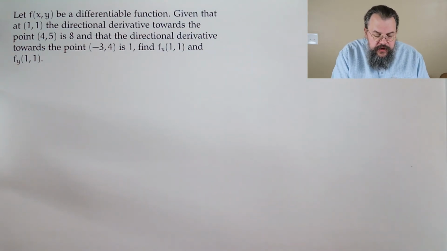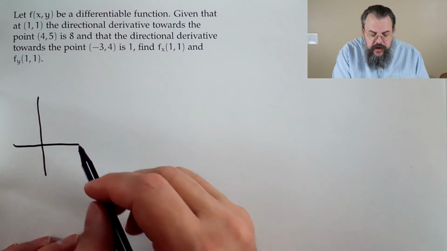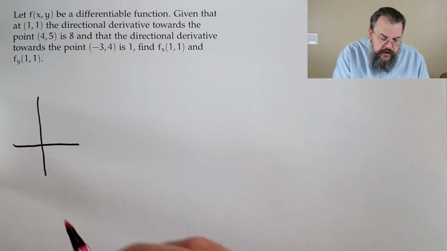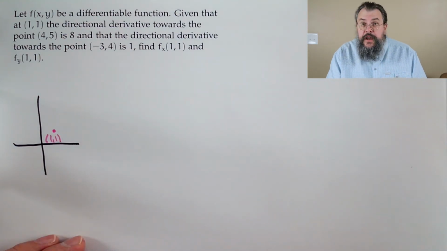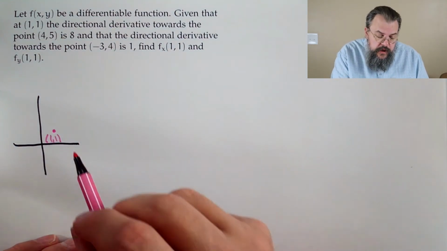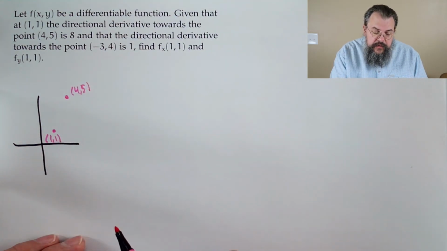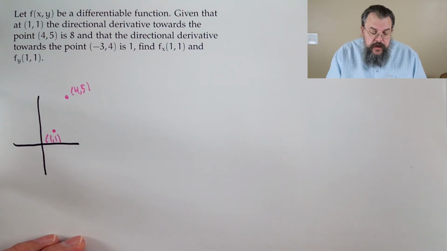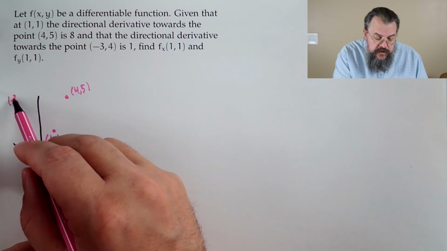Let's think about our picture. We have some points. Let's actually quickly sketch our points. All right, so we have our point 1, 1. Okay, so here's our point 1, 1. And then we have some other points. We have the point 4, 5. And that'll be somewhere up here. And then we have the point minus 3, 4. All right, well, where will that be? Well, that'll be somewhere over here. Minus 3, 4.